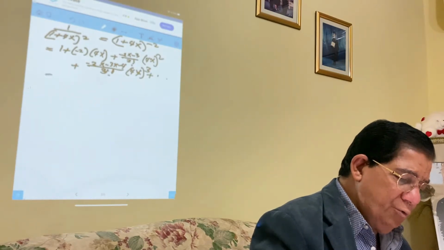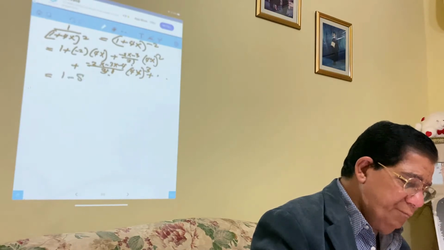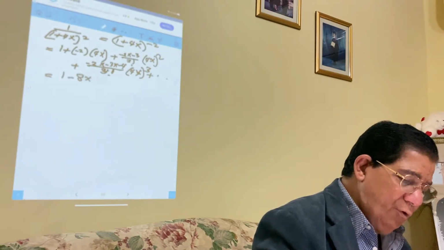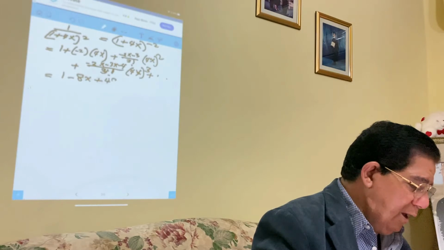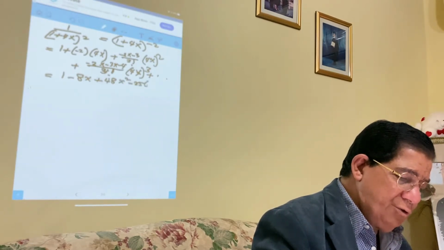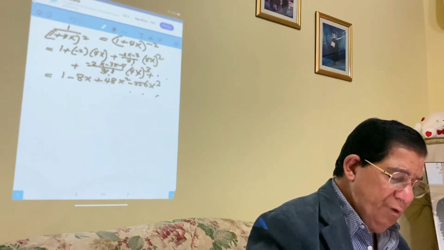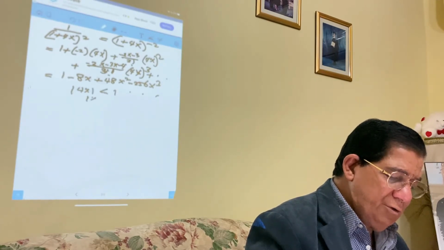This is equal to 1 minus 8x plus 48x squared minus 256x cubed and so on. This is true when modulus 4x less than 1, means modulus x less than 1 over 4.